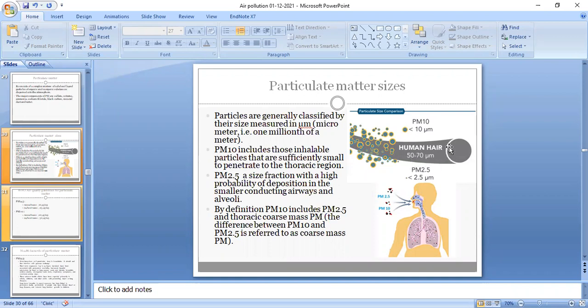For comparison, this is the human hair, and these are very small in size. The PM10 particulate matter cannot lodge into the alveoli. They can lodge in the upper airways like the larynx, trachea, and bronchi, while the PM 2.5 will go deeper to the alveoli and cause more serious health hazards.